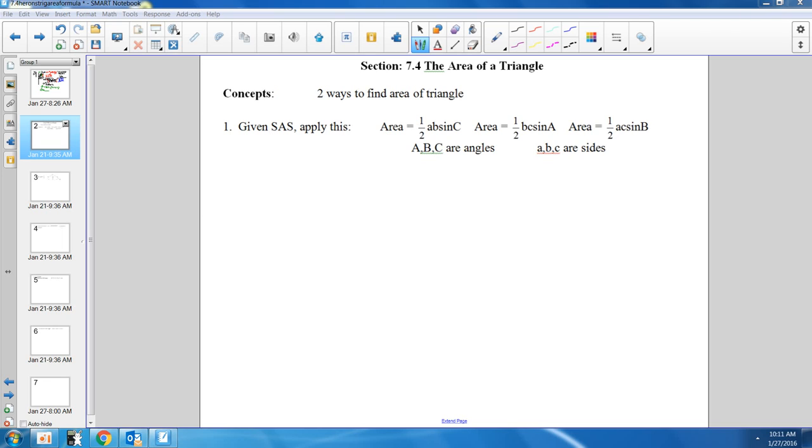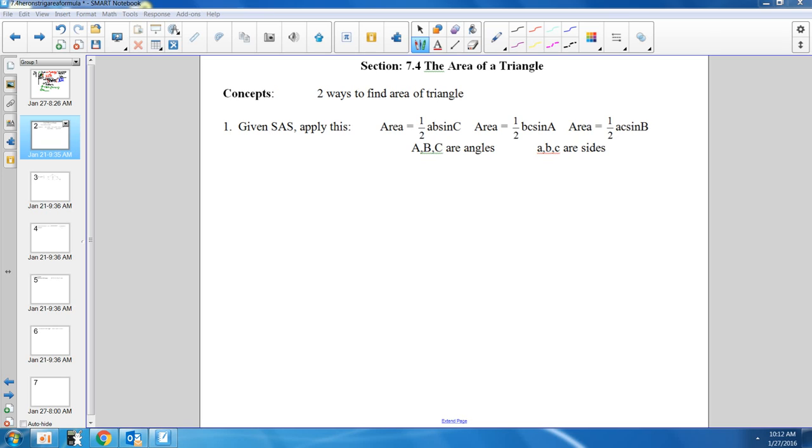From there, we're going to move on to the next section, which is 7.4, and this section exclusively deals with areas of a triangle. You already have one formula for the area of a triangle, which is 1/2 base times height. But if you don't know what the height is of a triangle, you can actually find out the area using the two triangle formulas that you're going to learn today.